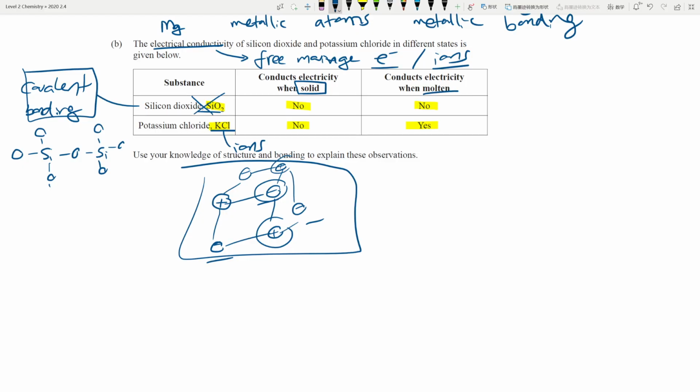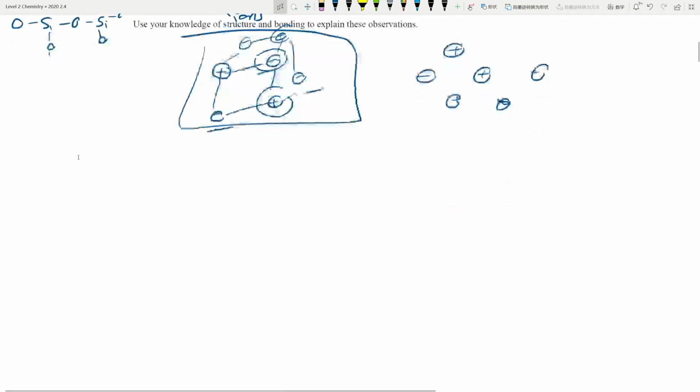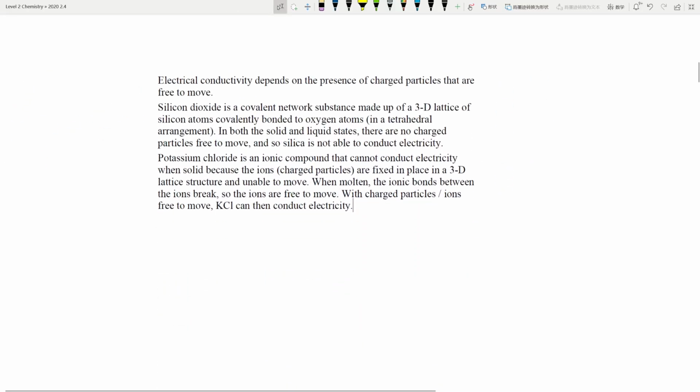But when molten just means if I apply a lot of heat energy and this particular solid is molten, so that means the positive ions and negative ions are now free flowing. They can move around whenever they want, go wherever they want, and then they can carry charges with them. Okay, so this is your very typical Excellence type of question.